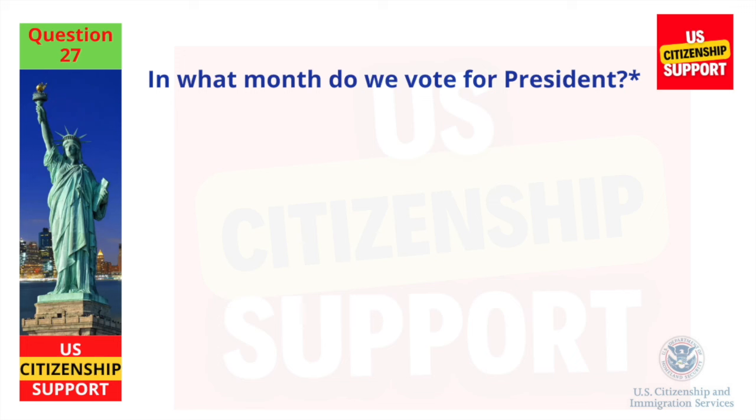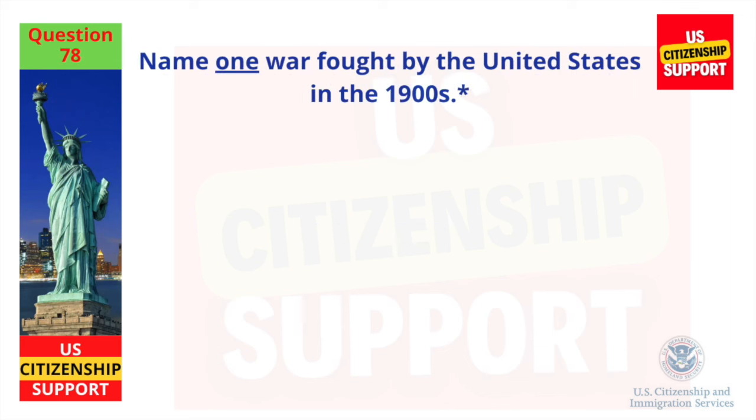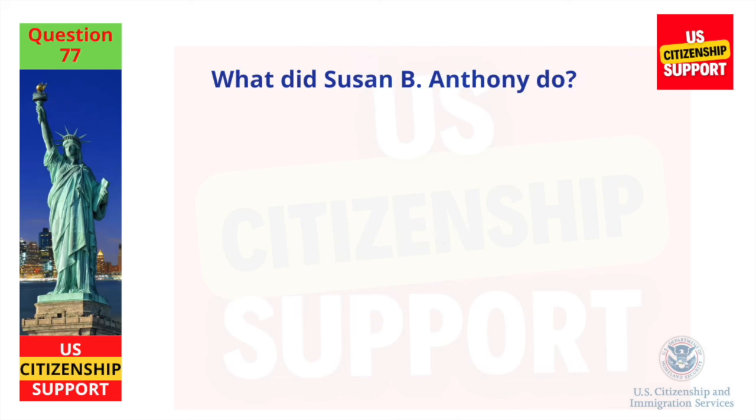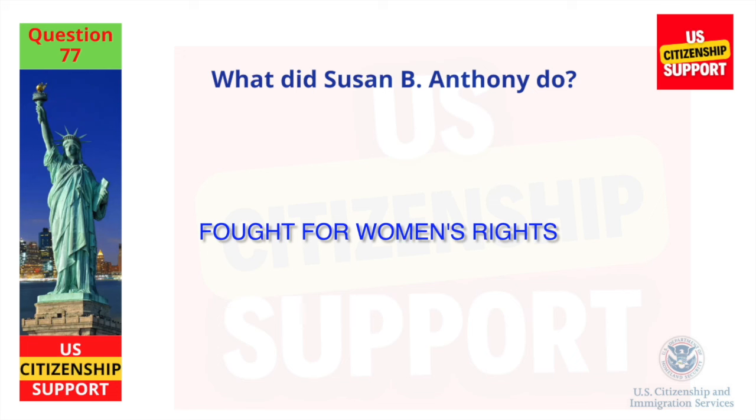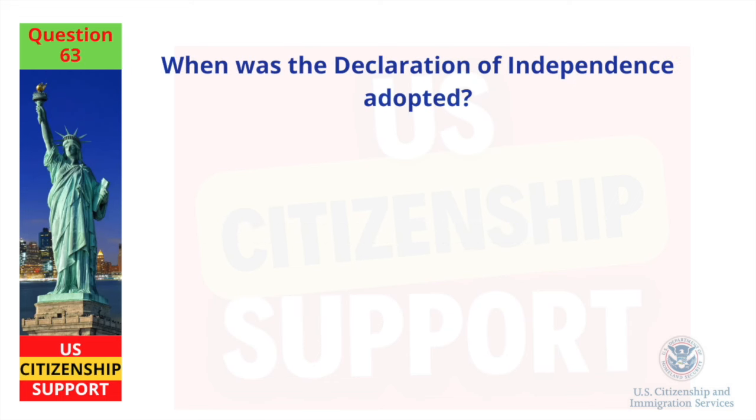In what month do we vote for president? November. Name one war fought by the United States in the 1900s. World War One. What did Susan B. Anthony do? Fought for women's rights. When was the Declaration of Independence adopted? 1776.